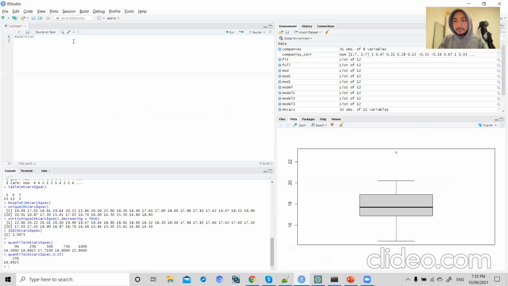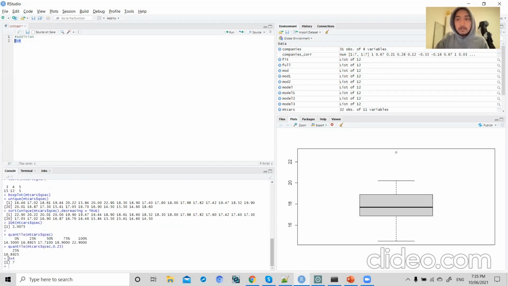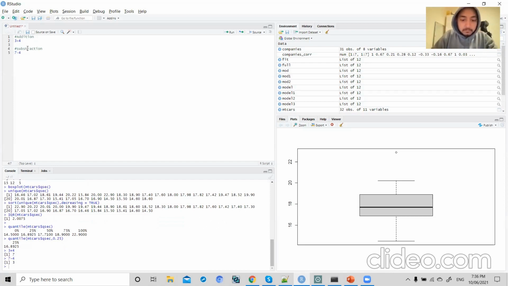So let's start. Start with very basic addition. It's simple. The command to run is Control Enter. Here you can see the result, 3 plus 4 is 7. Power is 4 power 2. This caret denotes the power.